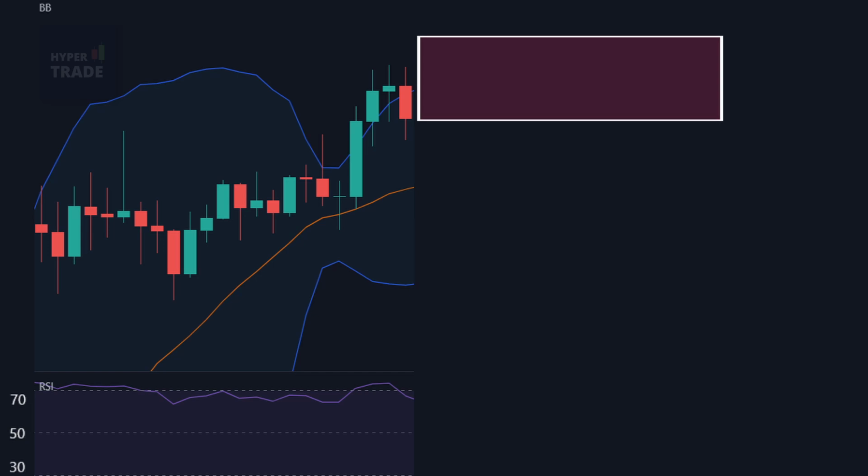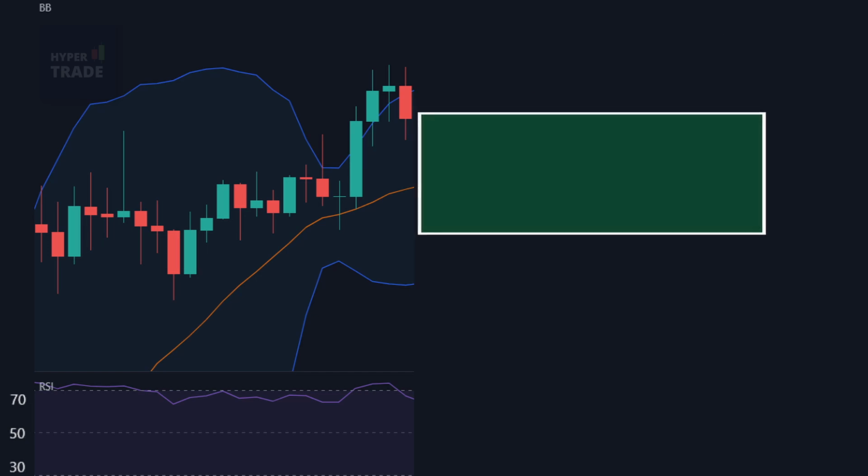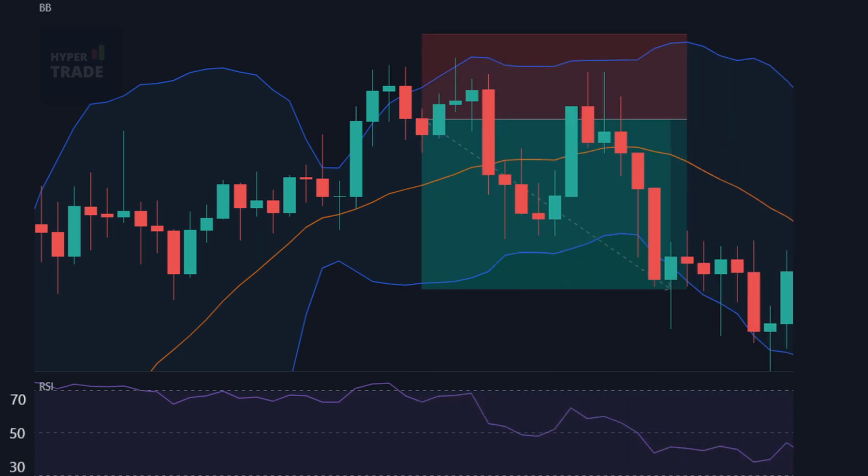Set your stop loss 2 times the height of the current candle body and set the take profit 2 times below the stop loss. Let's find out the results. This trade ended up being profitable. What a great strategy!